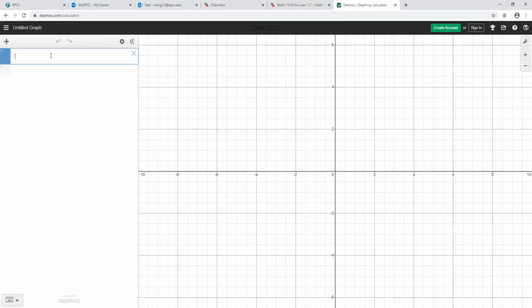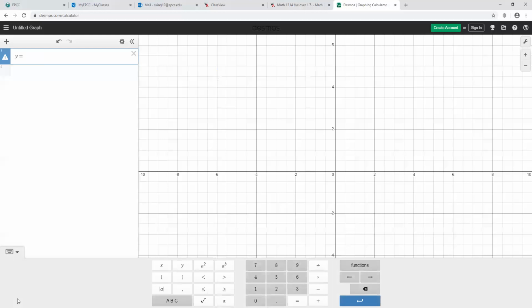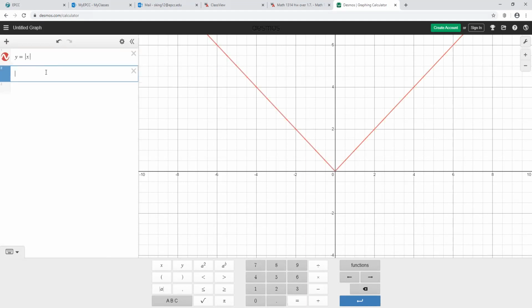I'll pick the absolute value function. That's exactly what we're looking at. So y equals absolute value of x, and there is the parent function. So far, so good? Yes, sir. Now let's do the first transformation that was inside.